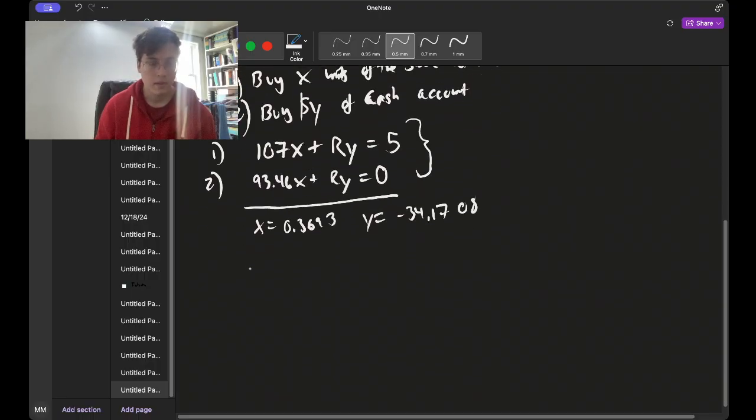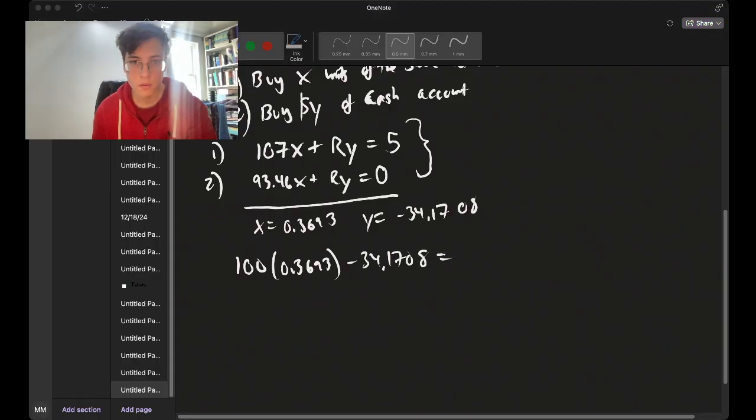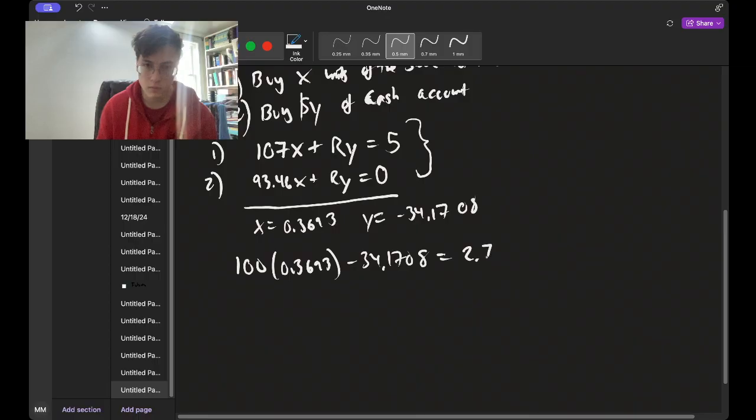So what should the price of this option be? The price of the option should be the price of the replicating portfolio because they lead to the same payout. And the price of the replicating portfolio should be 100 times 0.3693, because we're buying the stock at time equals 0, minus 34.1708, which is the money you put into the cash account, which is equal to $2.76. So the fair price for this option is $2.76.